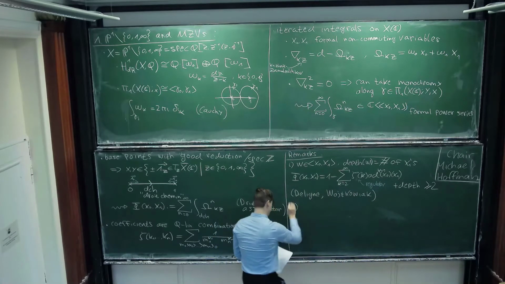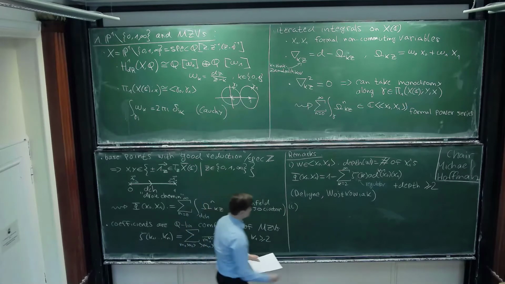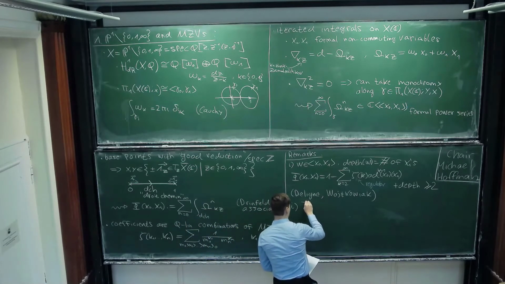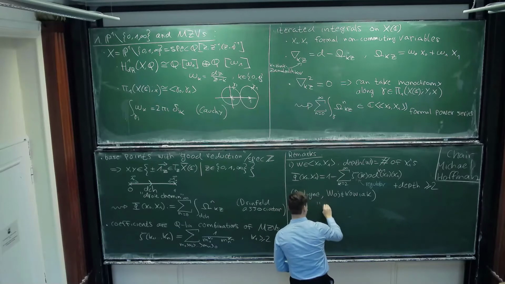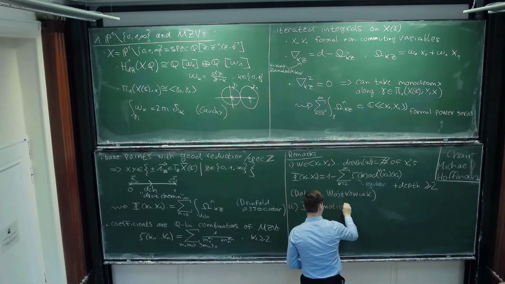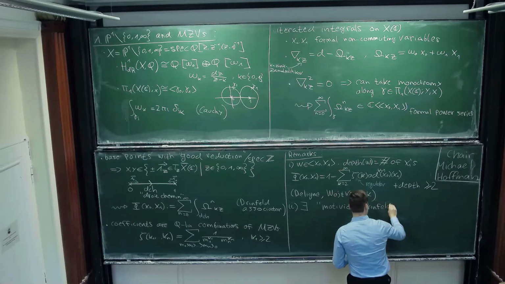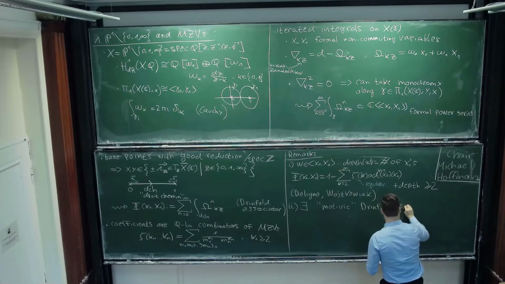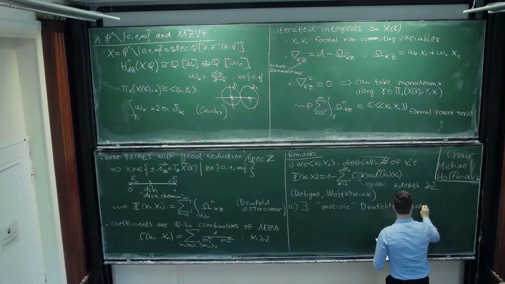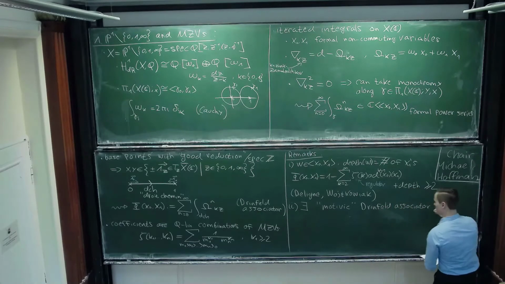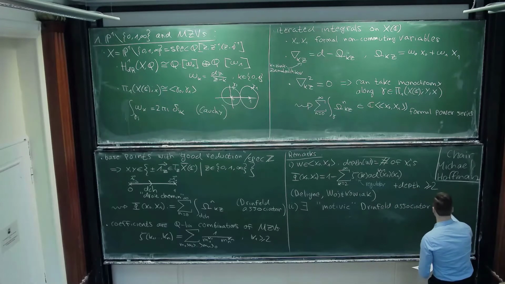And secondly, there's also a motivic version. There also exists a motivic version of the Drinfeld associator, which is in some sense more structure. It's a bit easier to work with, and that came up in Brown's talk, I think.